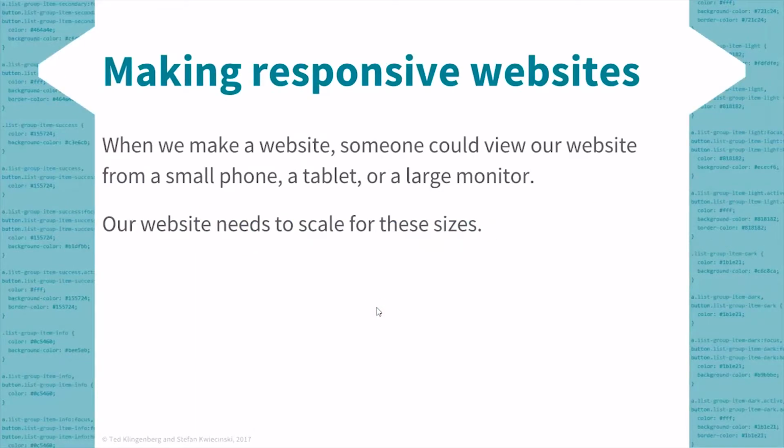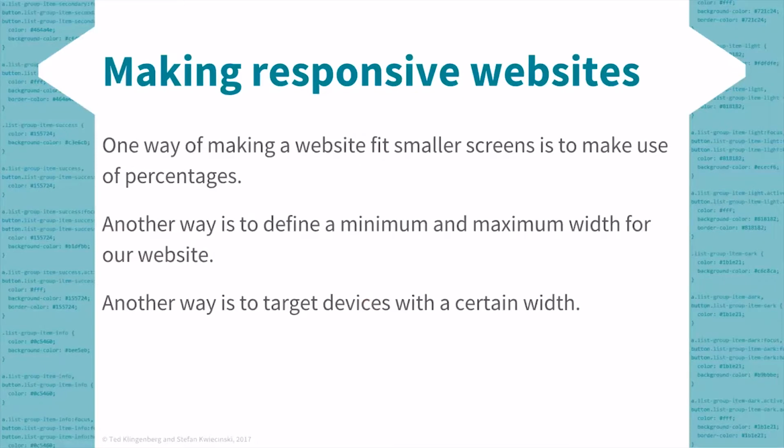Now we can make a website responsive, and there's a few different ways that we can do that. And the reason we make websites responsive is because people could be viewing our website on a phone, a tablet, large monitor. They could be viewing it on any size device, and our website needs to be able to scale for these sizes, so whoever's viewing our website will have a better experience, and they won't want to leave as soon. So one way of making it sort of responsive is by using percentages.